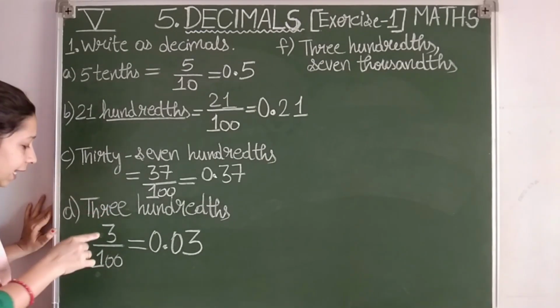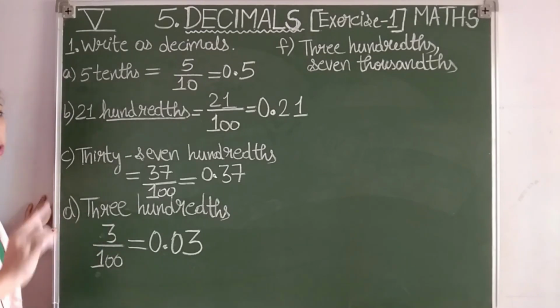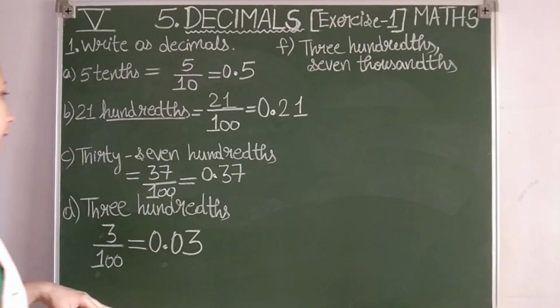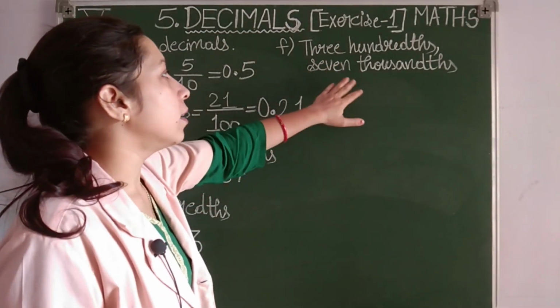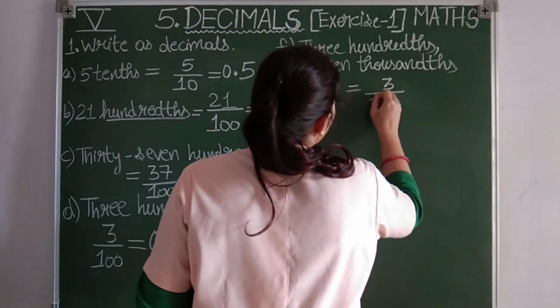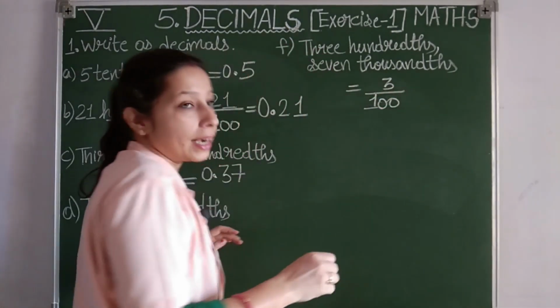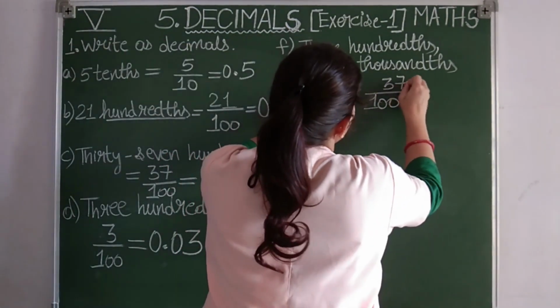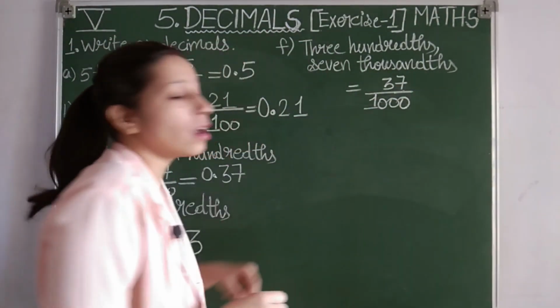So for the second digit you are going to put 0 in front of 3, not at the back but in front of 3 like this. Okay, then let us see F point. 3 hundredths, 7 thousandths. Let us write 3 hundredths means 3 upon 100. Isn't it? Then along with this 7 thousandths is also given. No problem, write 7 with 3, and for thousands you are going to put a 0.